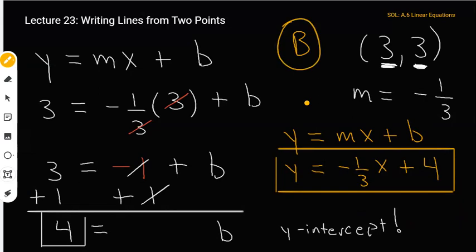Okay, so go ahead and try the rest of them. If you get stuck with the fractions, you can use one of my calculators up there, or you can use the Desmos graphing calculator, which I think is a little bit easier. So let me show you how Desmos works.